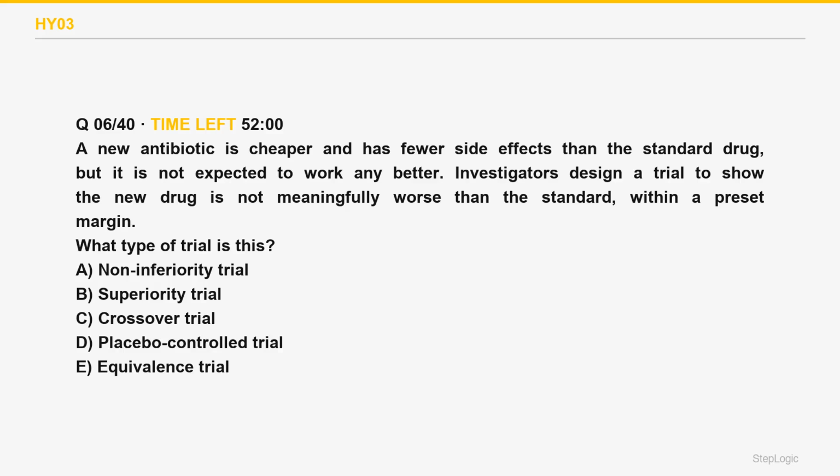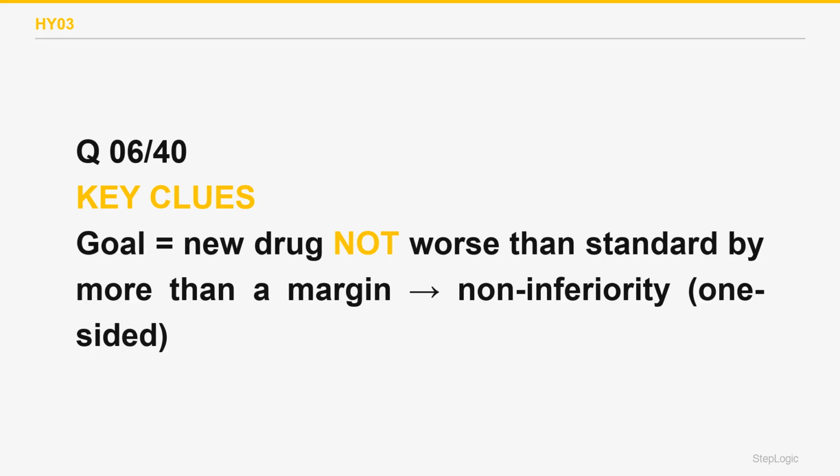What type of trial is this? A new antibiotic is cheaper and has fewer side effects than the standard drug, but it is not expected to work any better. Investigators design a trial to show the new drug is not meaningfully worse than the standard, within a preset margin. Read the command. The trial type aiming to show not worse. A preset margin of acceptable worseness is the tell.